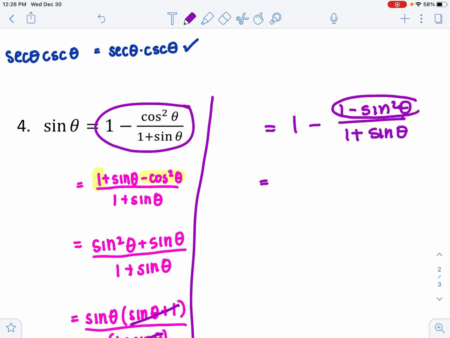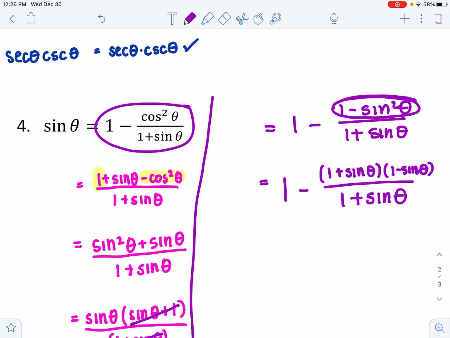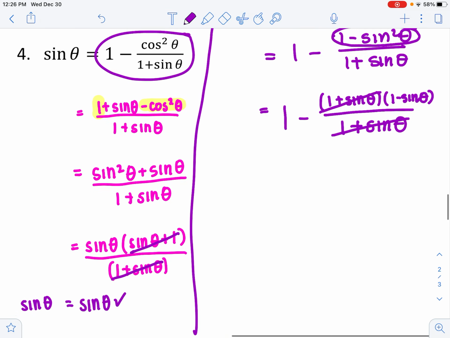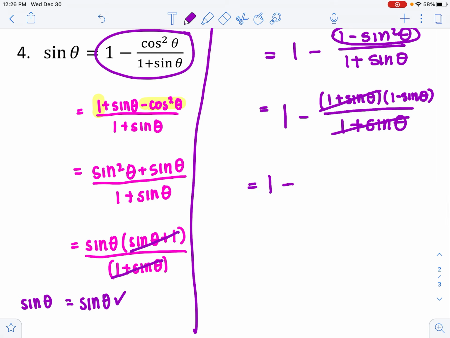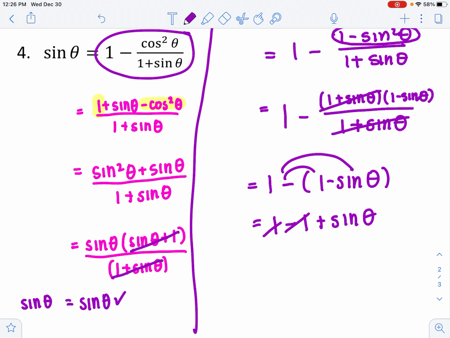Now I can say this is factorable. It's a difference of squares. That's 1 plus sine of theta times 1 minus sine of theta. The 1 plus sine of theta and 1 plus sine of theta cancel. I have 1 minus 1 minus sine of theta. Distribute my negative. That's 1 minus 1 plus sine of theta. 1 minus 1 cancels, and I'm left with sine of theta.